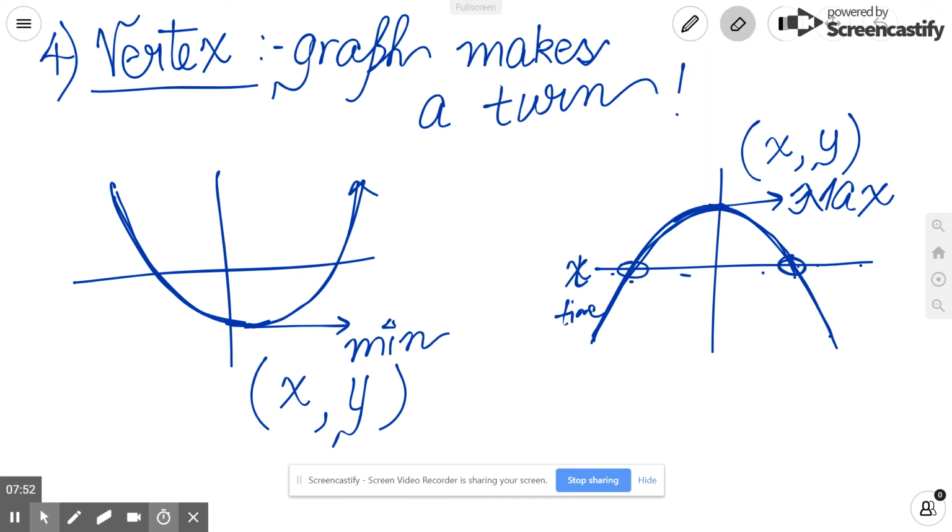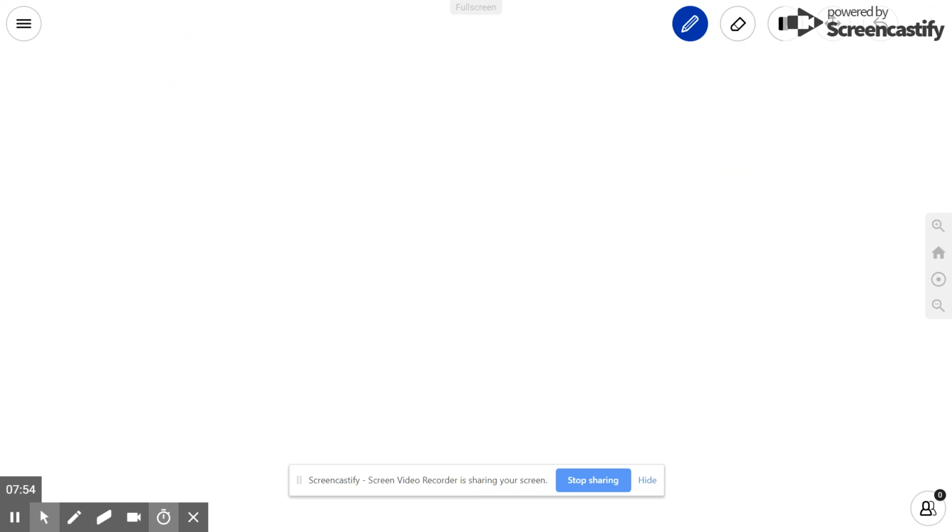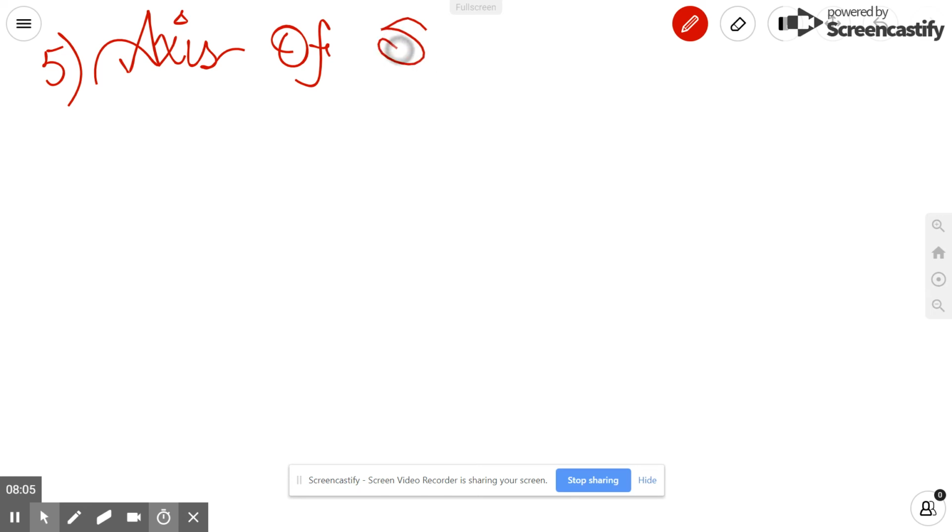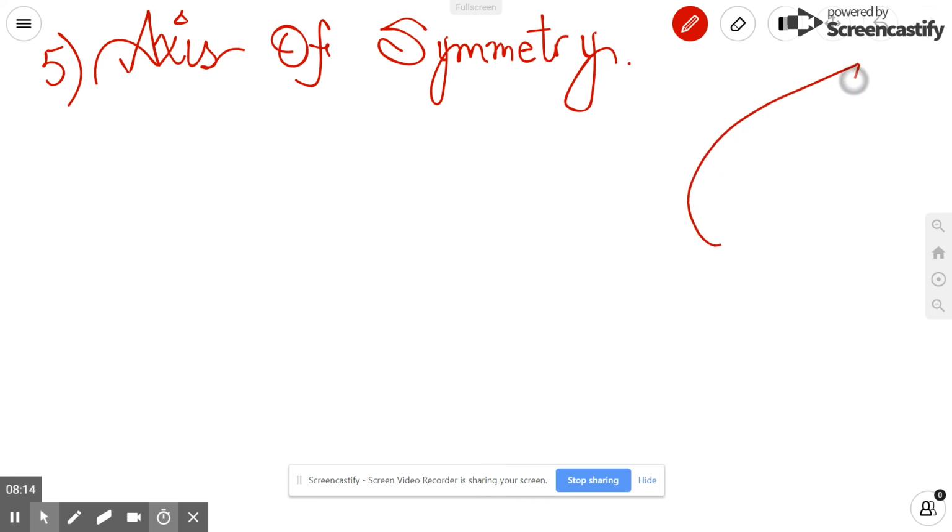So let me clear this page. All right, next up is point 5. We will talk about the axis of symmetry. So the axis of symmetry is basically like the symmetry you have in nature, for example, a leaf. This line is the axis of symmetry, which divides the leaf into two equal parts.